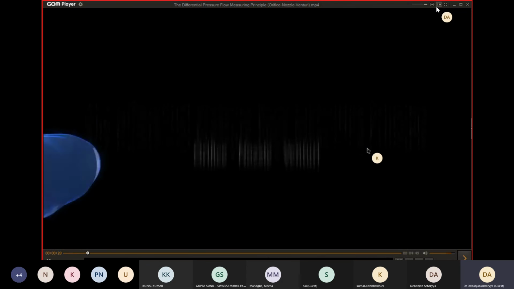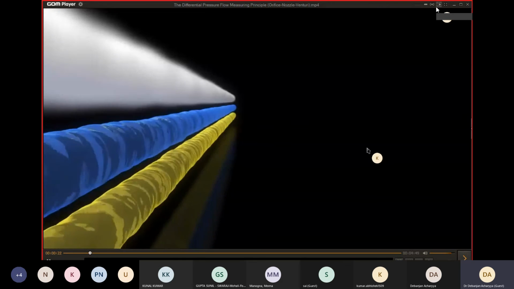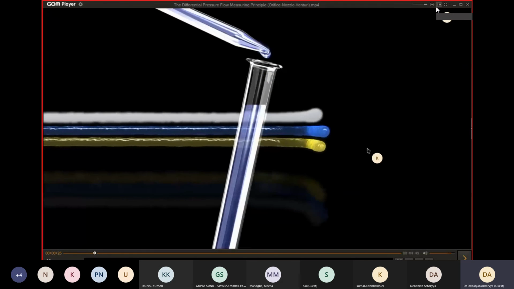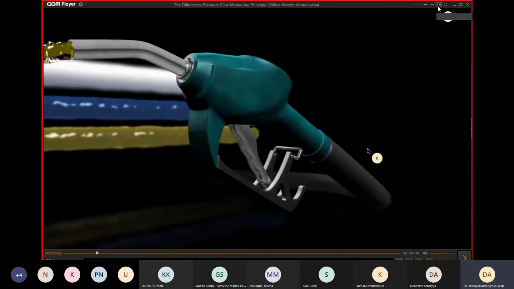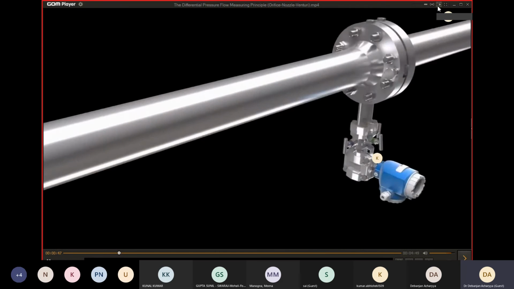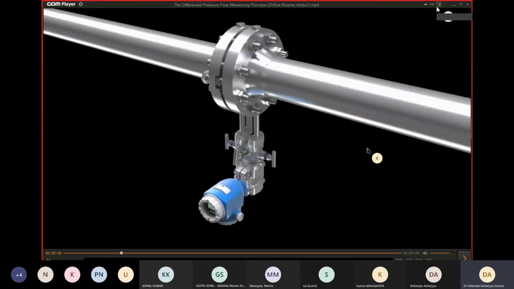The most diverse substances are transported and distributed in piping systems every single day. They can include solvents and chemicals, oil and gas. One method is flow measurement based on the differential pressure principle.